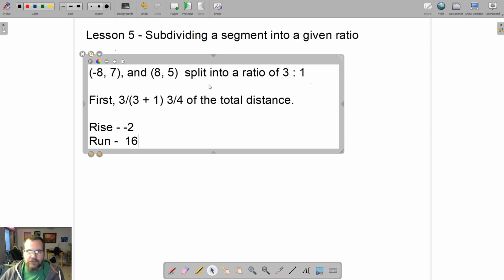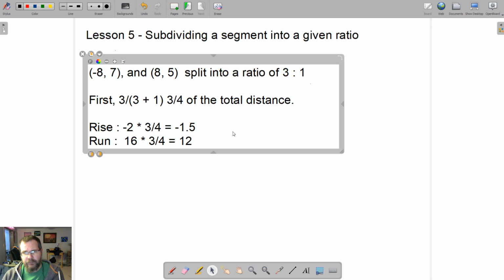Alright, this should probably be a colon so that you don't confuse that with a negative. There we go. Once I find the rise, I need to then multiply it by the fraction of the distance I want to do. So in this case, I'm going to do -2 times 3/4, and I'm also going to do 16 times 3/4. So -2 times 3/4 is going to be -1.5, and 16 times 3/4 is 12.